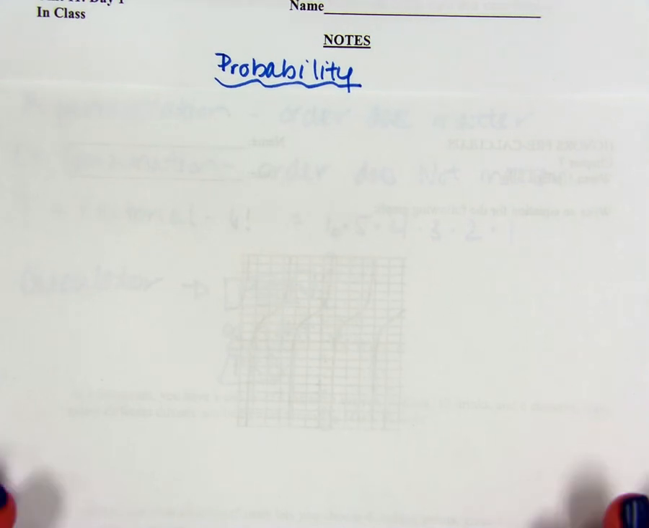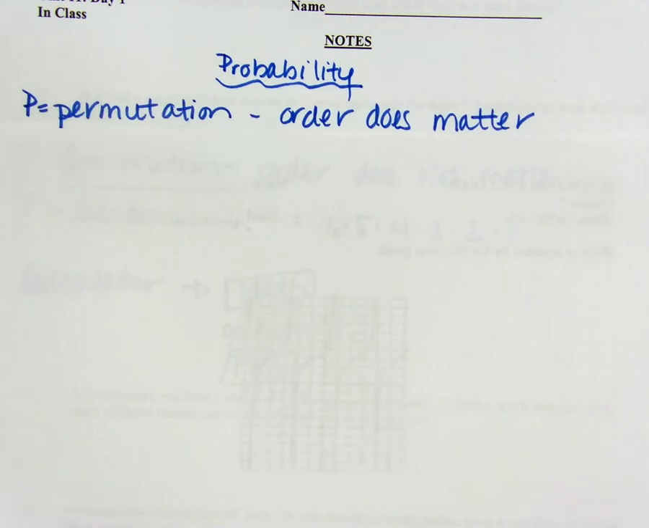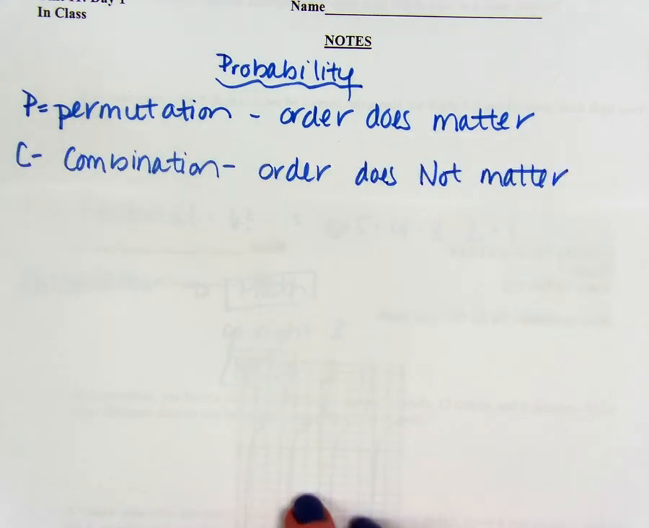There are 4 different types of probability that we're going to be talking about today. We're going to use the uppercase P for permutation, and that's when order does matter. It's right there written, guys. I'm going to talk through all of these as we dive more into our examples. C is our combination, and order does not matter for combination. So make sure you're writing all of that down.